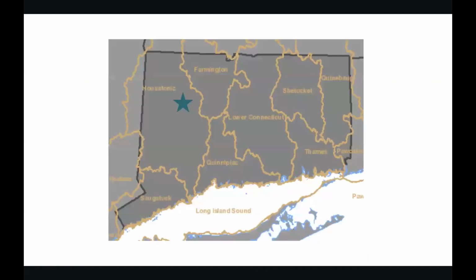Here's a simplified map of Connecticut's major drainage basins. It's important to note that water from Connecticut doesn't directly drain into the Long Island Sound, but moves through various places within its watershed and then eventually ends up in the Long Island Sound.